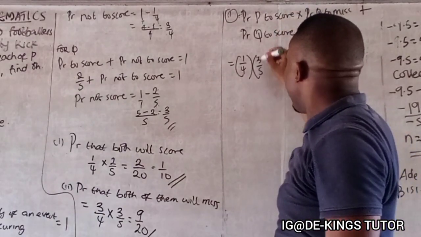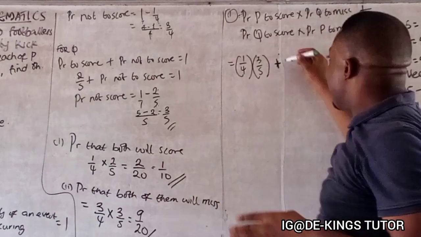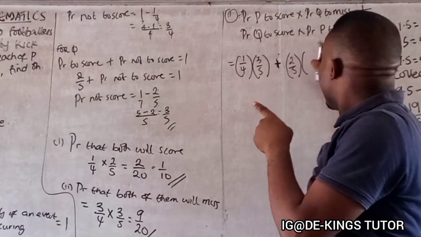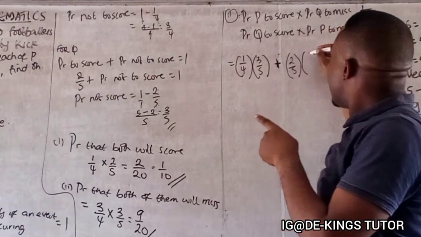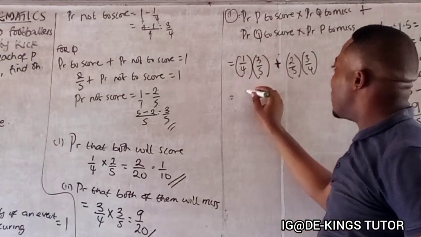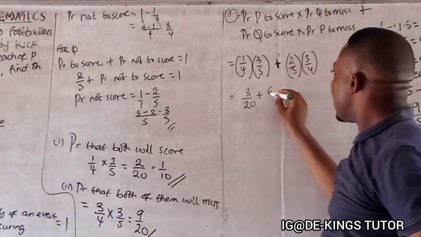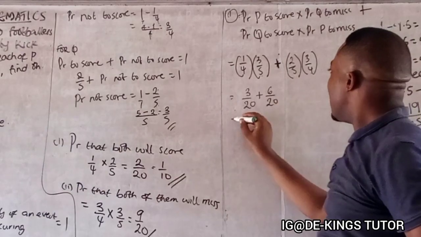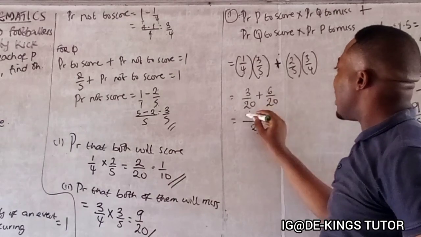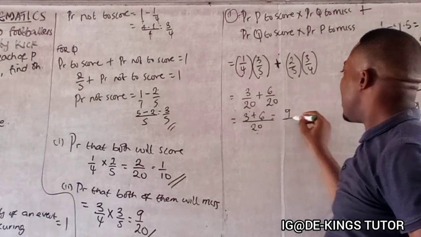3/5. Then plus, because we are saying or, this is the first way. The other way now, it may either be for Q to score. What is Q to score? 2/5 times, what is P to miss? 3/4. So we'll simplify this now. So now 1 times 3 is what? 3. 5 times 4 is what? 20. Plus 2 times 3 is 6, 5 times 4 is 20. So if we take LCM of 20 and 20, we have 3 plus 6 over 20.